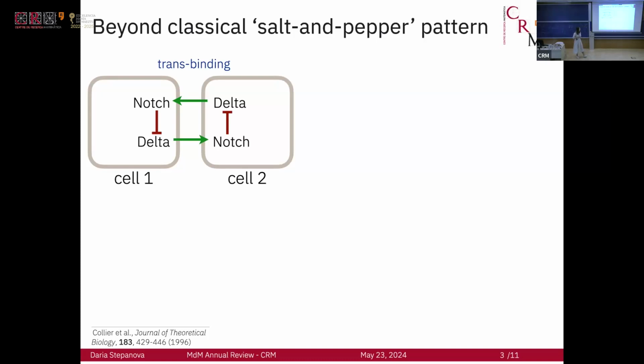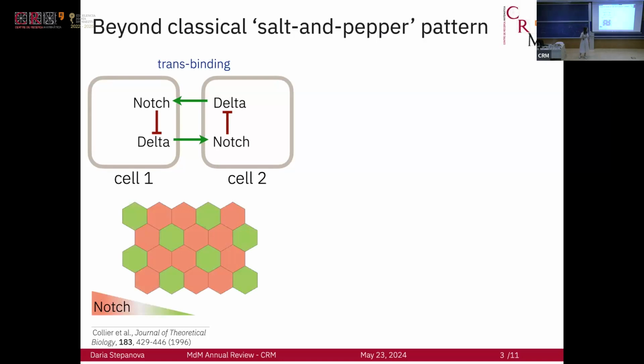So if we do the modeling and write down the corresponding chemical reactions, do the analysis, and implement those equations on a lattice of interacting cells, this is the type of pattern that you get. We call it the classical salt and pepper, because different cell phenotypes are separated by just one cell of the other phenotype. I'll try to use the same color scheme. The red color would always be cells which express high Notch, and green cells would be expressing low Notch. And the Delta, because of this relation, is essentially reversed, just for you to know.